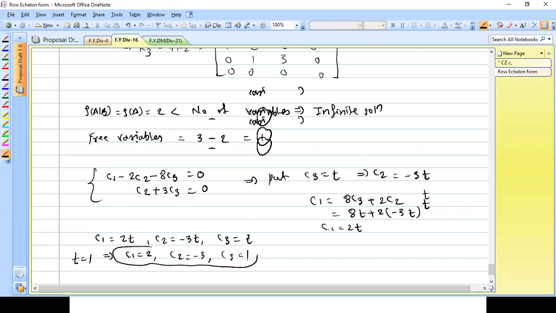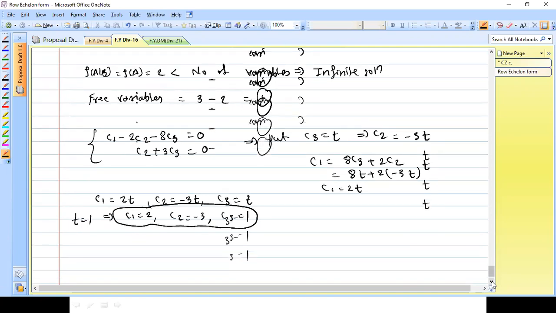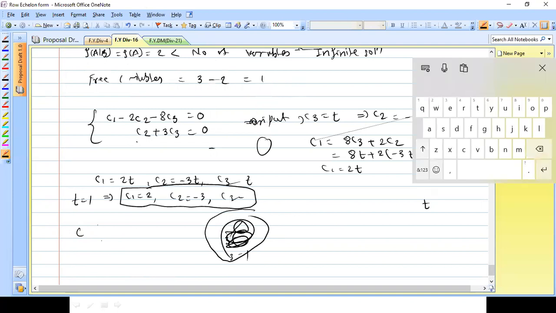So put that value. You need to find the relation, no? So how can one find the relation? Yes, tell me. Putting the values of C1, C2, C3 in the first equation. Yes, what you have? You have C1.